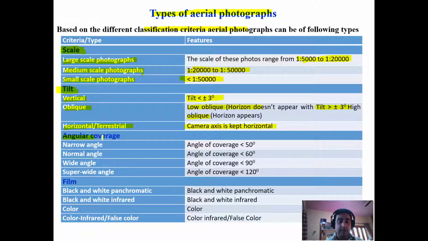Now, another criterion is angular coverage. On the basis of this criterion, a photograph may be narrow angle, normal angle, wide angle, or super wide angle, based on angle of coverage: less than 60 degrees, less than 90 degrees, less than 120 degrees. Then based on the film, we may have black and white, that is panchromatic, black and white infrared, color, or color infrared, also called false color.